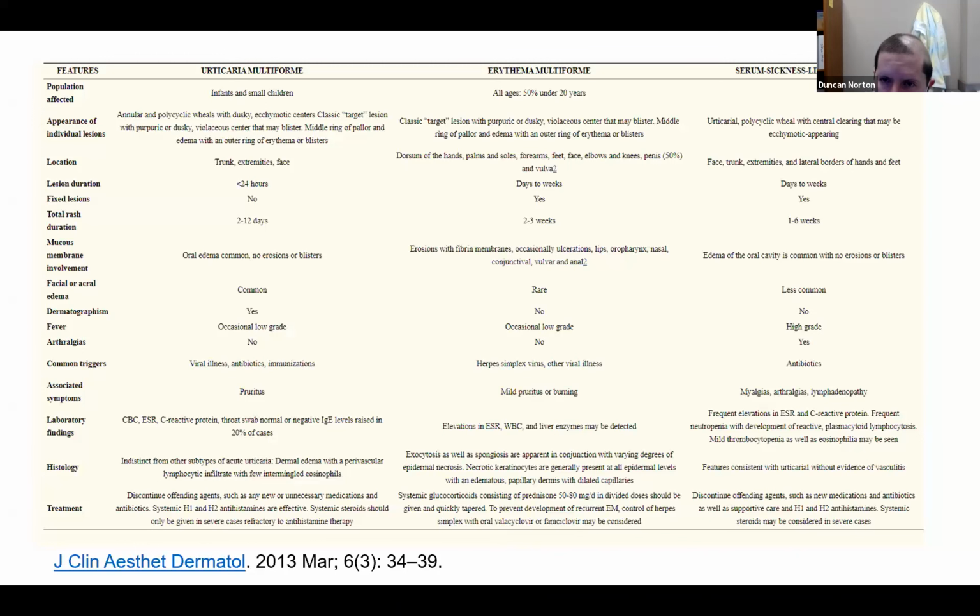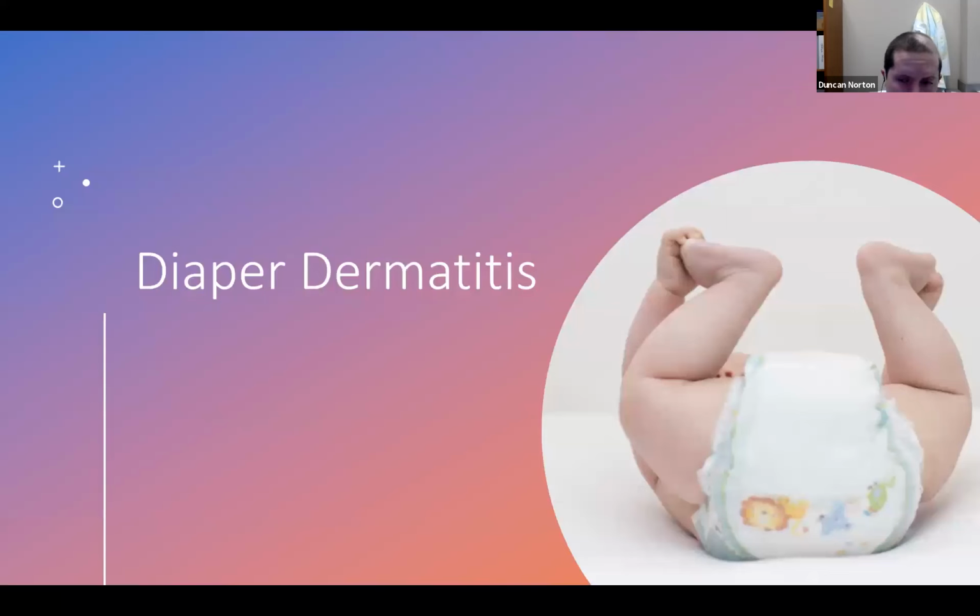I've got a nice chart for you. Here's the link if you want to look it up, if you want to take a picture of it with your phone. This is a way to think through and work through the difference between the 3. It's a good little tool. Here's the reference for it. So just keep that in mind. Any questions?